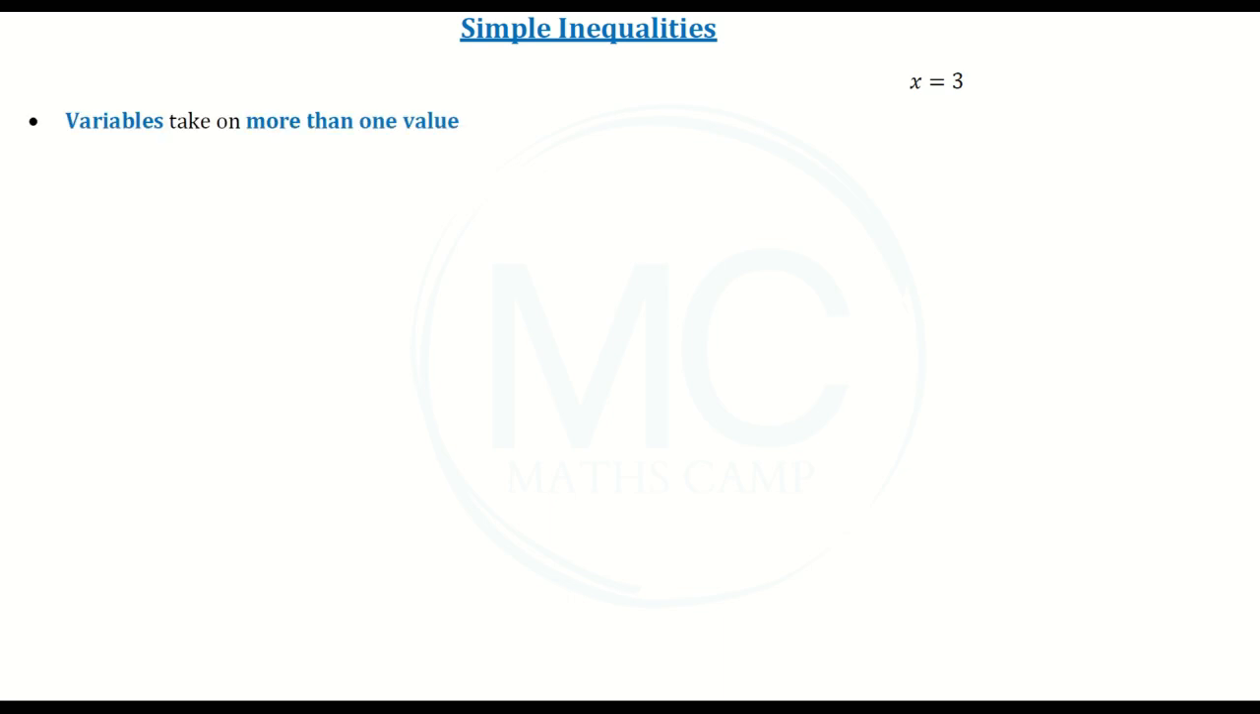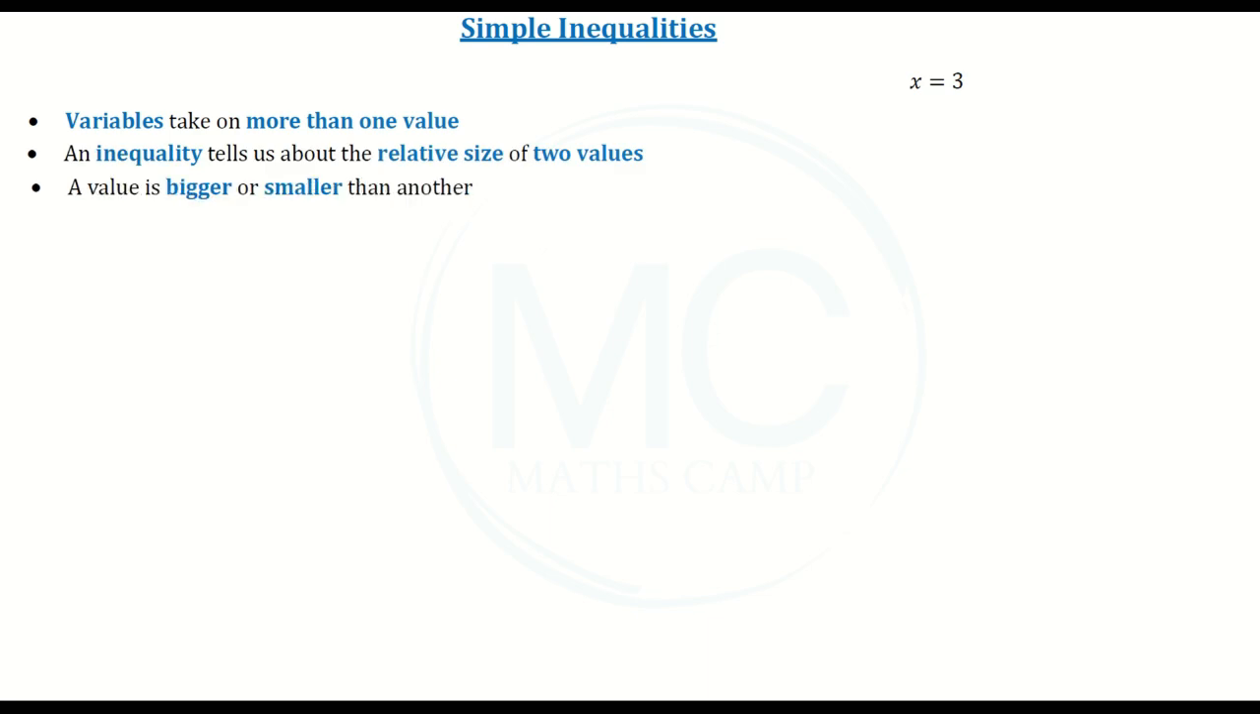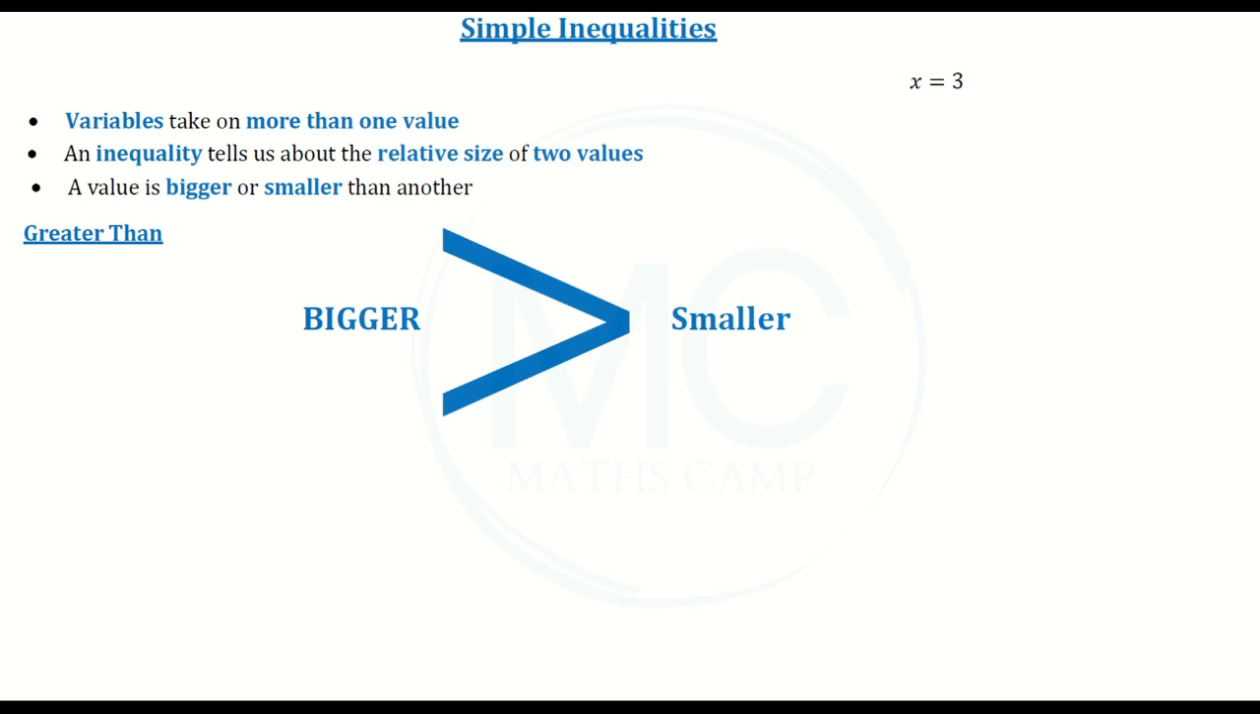An inequality tells us about the relative size between values, and a value is bigger or smaller than another. Let's start with greater than. This sign looks like an arrow pointing to the right. The bigger value goes on the bigger side, and the smaller value goes on the small, pointy side.